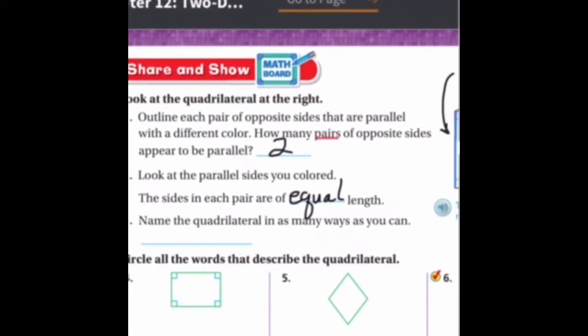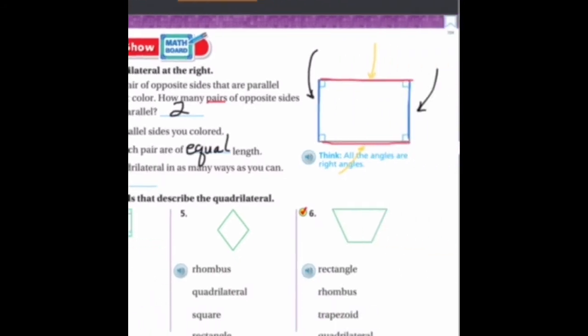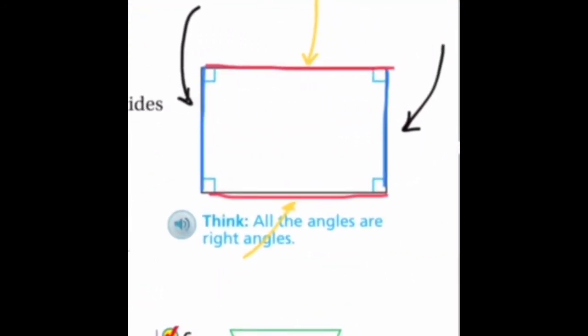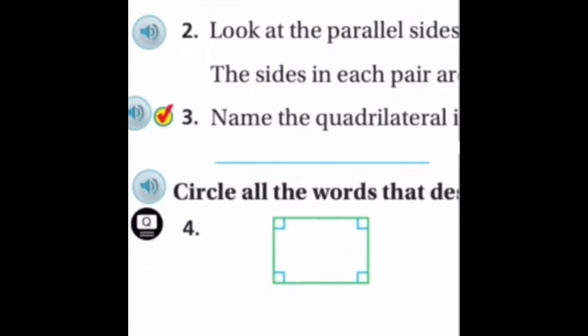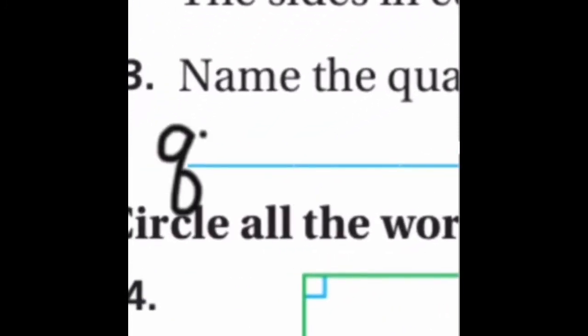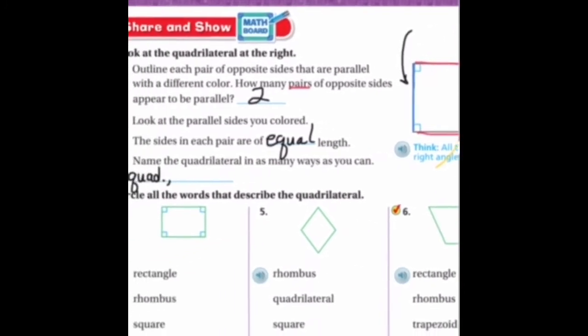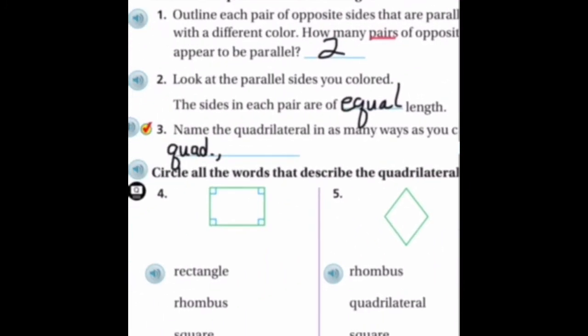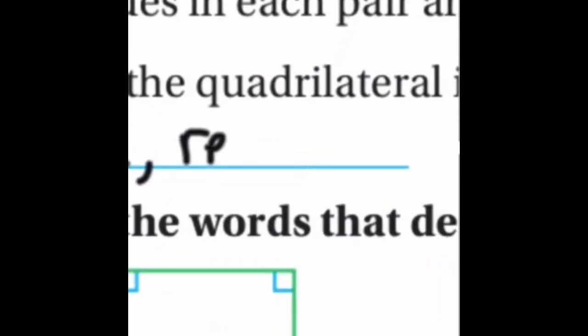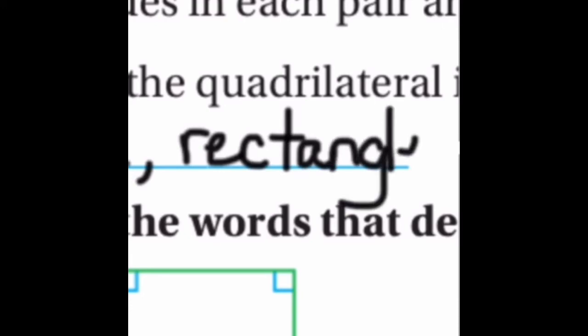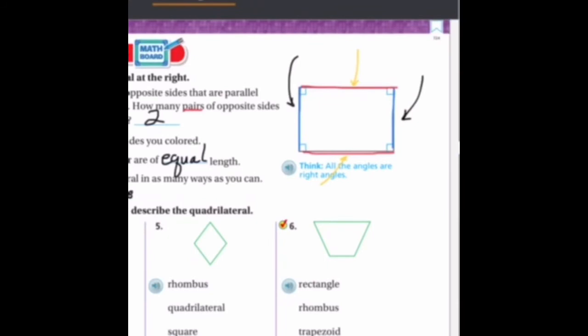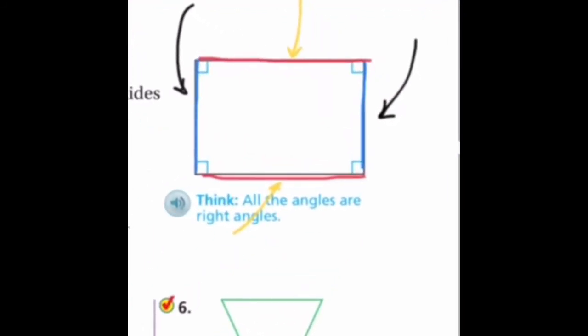And moving on to number 3, name the quadrilateral in as many ways as you can. So if I look at that quadrilateral, well, first of all, I know it's a quadrilateral because that's what the whole lesson is about. So I'm going to write quadrilateral, and I'm just going to abbreviate it. Quadrilateral, we've studied that. I also know that it is a rectangle. That one's easy to spy. Rectangle. I know it is not a square because it doesn't have four sides that are the same length. And I know it's not a rhombus because, again, it does not have four sides that are the same length.